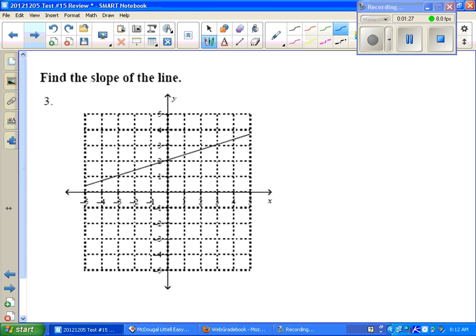Number three, again, find the slope of the line. Same thing. A little bit easier to identify the integer intersections for this one. These two would work pretty well. Going up one from this one. So since we went up one, it's going to be +1, and to the right 1, 2, 3 times. So it'll be +3. Your slope will be 1/3 for number three.